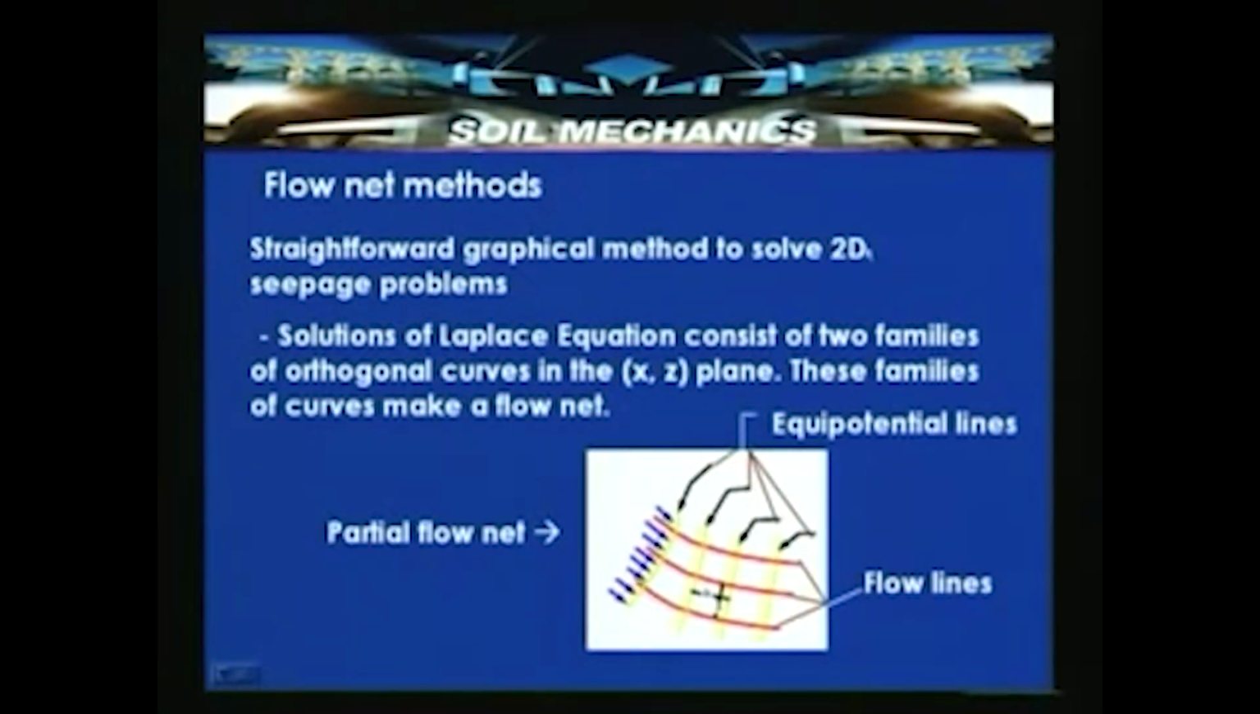So, flow net methods are basically straightforward, graphical methods to solve two-dimensional seepage problems. Solutions of the Laplace equation consist of two families of orthogonal curves in the x and z directions, and these families of curves are called a flow net.